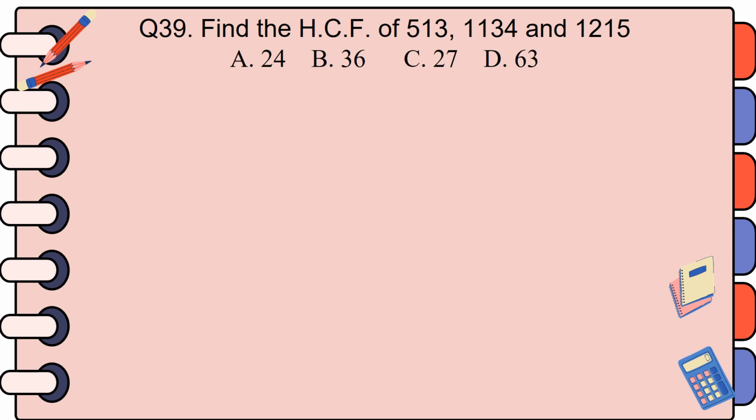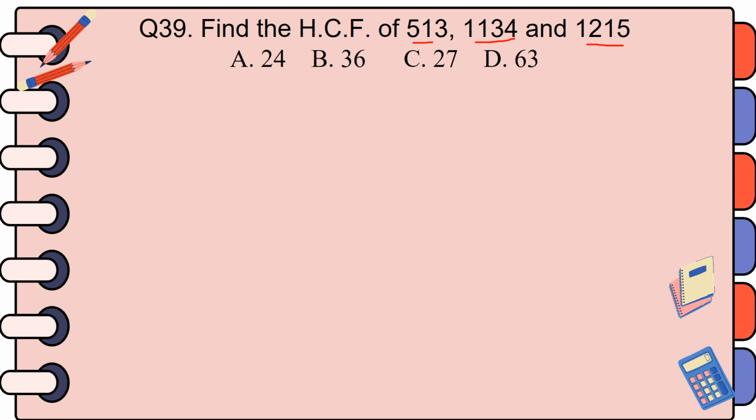Okay, let's find out the HCF of numbers using that of the division method. So we have question number 39, and question number 39 says that find the HCF of these three numbers: 513, 1134, 1215. A 24, B 36, C 27, D 63.